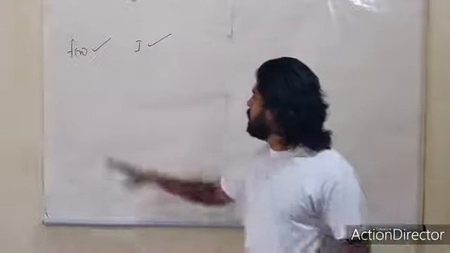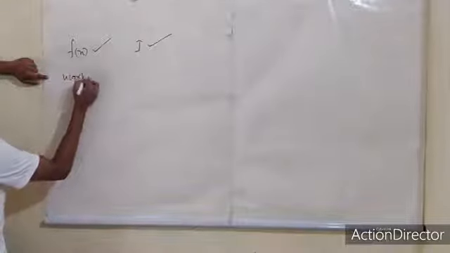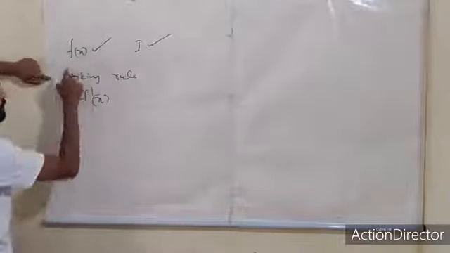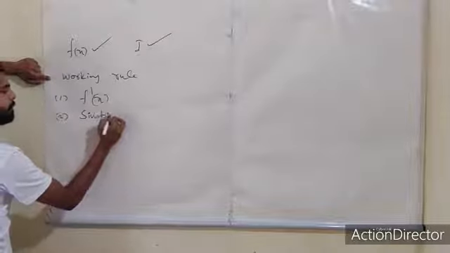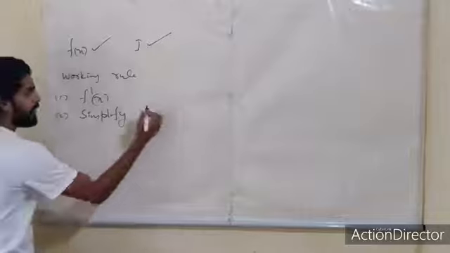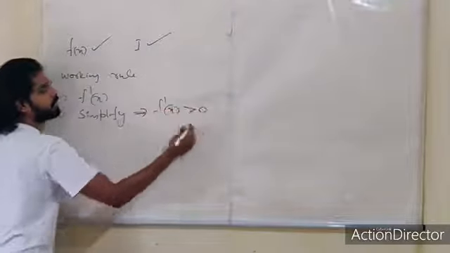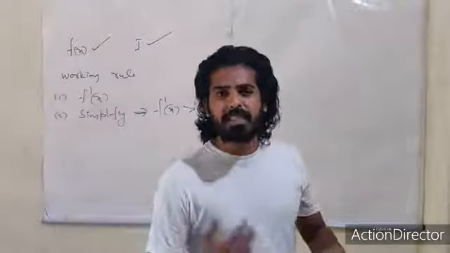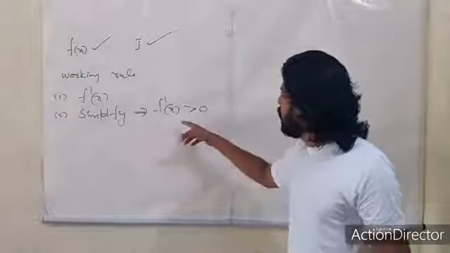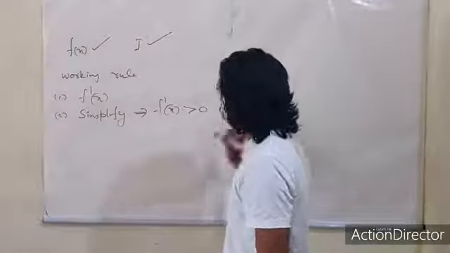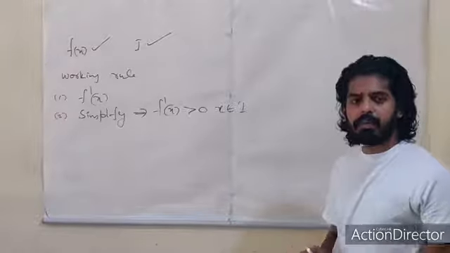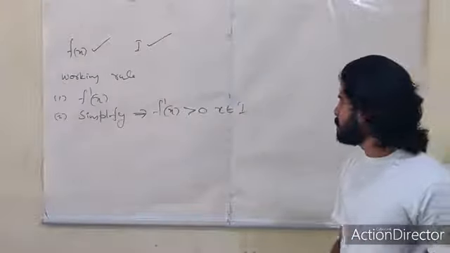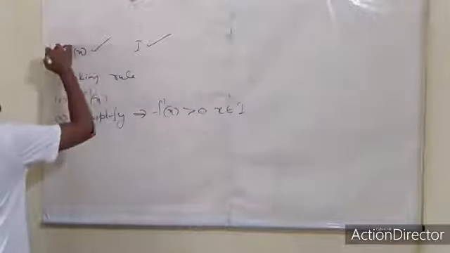So how will we prove that? This is the working rule. First step, you have to differentiate the function and find f dash x. Second step is to simplify, in such a way that we can say f dash x is greater than 0 in this interval. So two things: first, differentiate the function; next, simplify it so that f dash x is greater than 0 in the given interval. If we succeed in proving that the derivative is greater than 0, then we can say the function is strictly increasing. Or if f dash x is less than 0, the function is strictly decreasing. So this is one type of question.